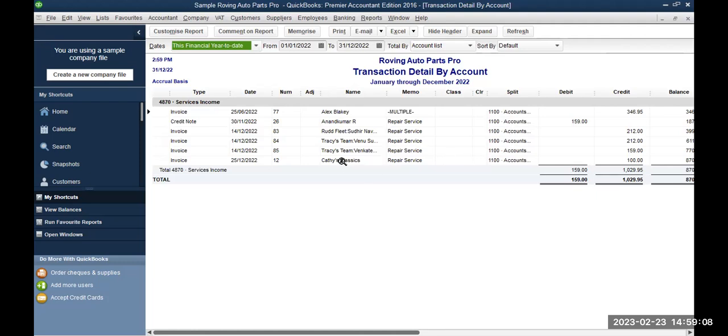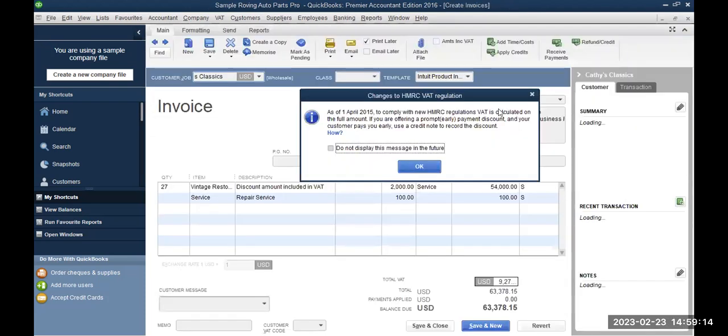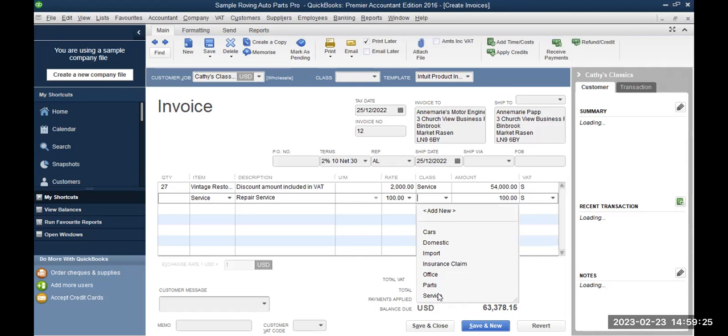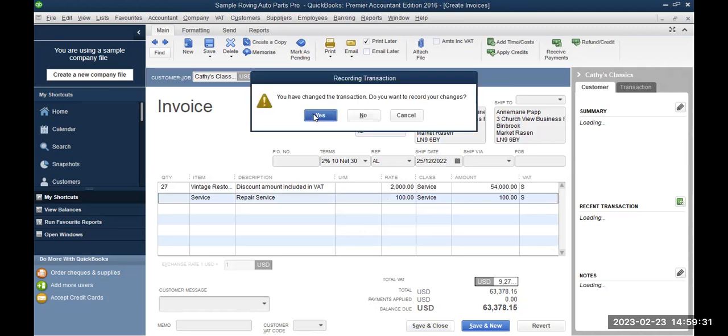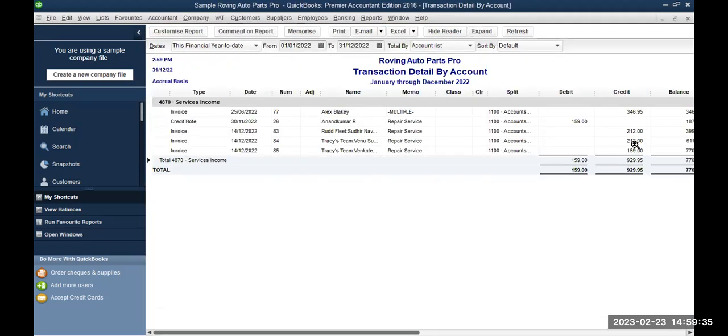So let's assume it's Kathy's Classics. There's this $100 here. You double click on that. It takes you to the actual invoice, and then you see here the service. This 2000 was assigned a class, but this 100 was not assigned a class, and it is also part of a service. It was not assigned a class. So when you assign a class, save and close, refresh, you see the $100 is no longer there.